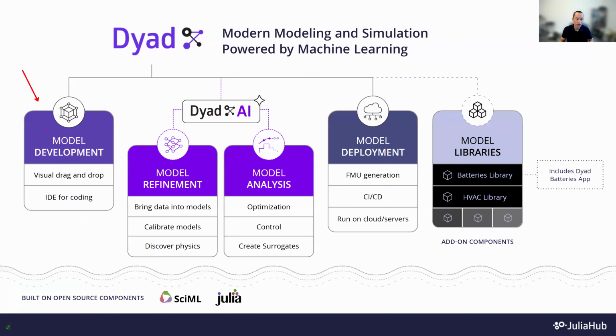In Dyad, we provide model development support in the form of visual drag and drop GUIs as well as IDEs for coding. We'll be spending our time here today in the IDE. We also have our AI capabilities, allowing for model refinement and analysis, allowing us to bring data into models, calibrate models, discovering physics, as well as optimization and control. And of course, we follow various model deployment standards, including FMU generation, CI/CD pipelines, and we've also built out some domain or industry-specific libraries for our partners to use.